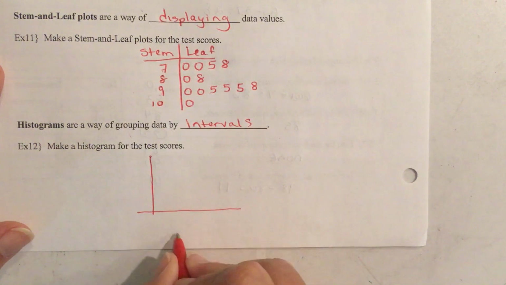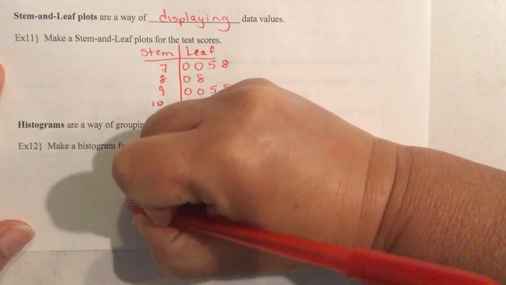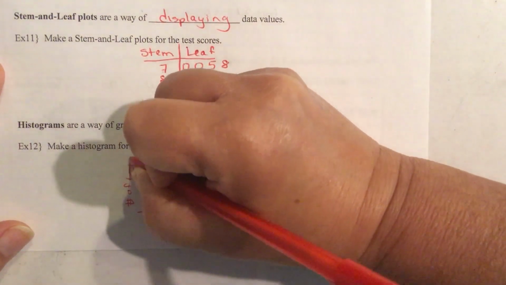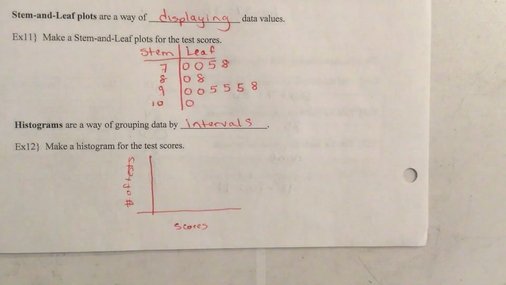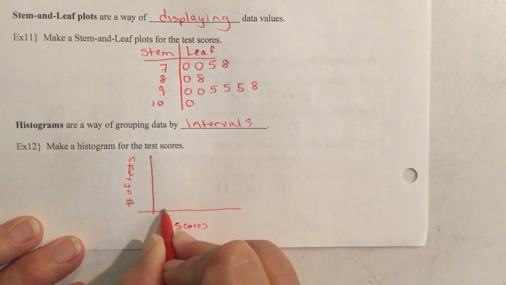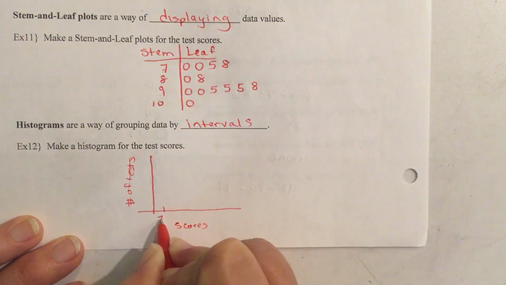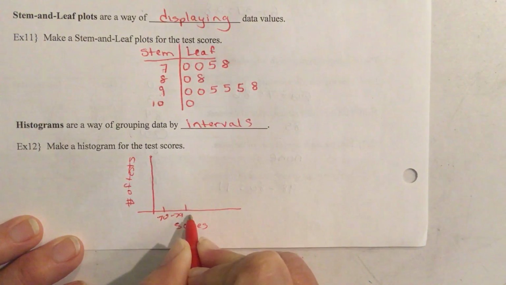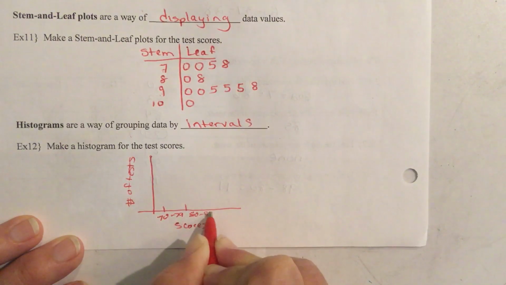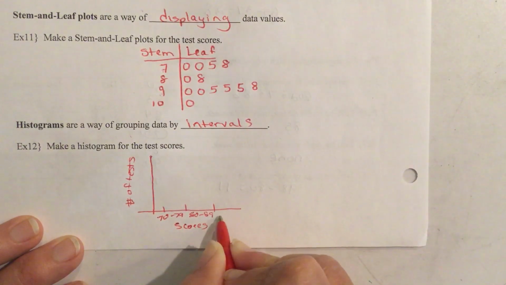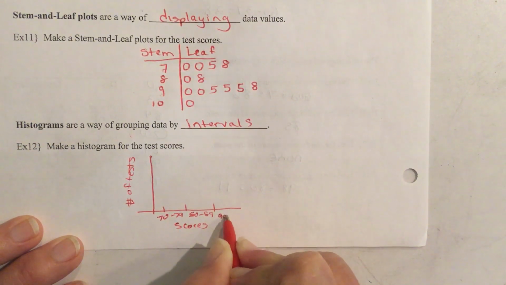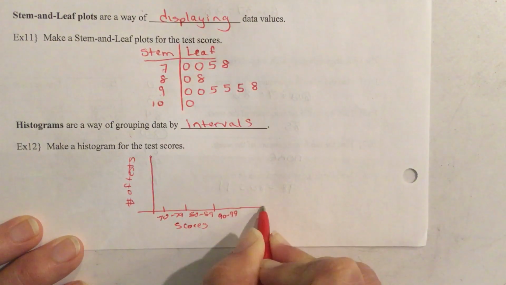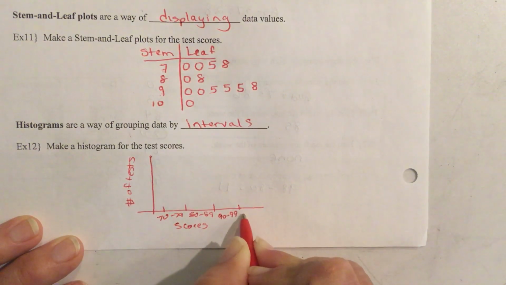The horizontal axis will be the scores. The vertical axis will be the number of tests. And it's the number of tests that get that score. So I don't have any information for scores below 70, but I do know that from 70 to 79 I have scores. From 80 to 89 I have scores. From 90 to 99 I have scores. And then I did have a score that was 100.